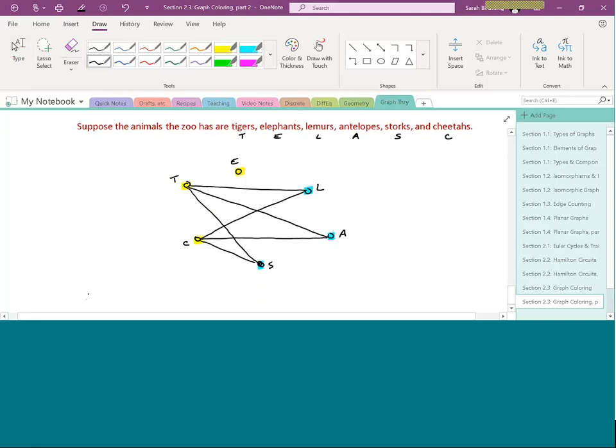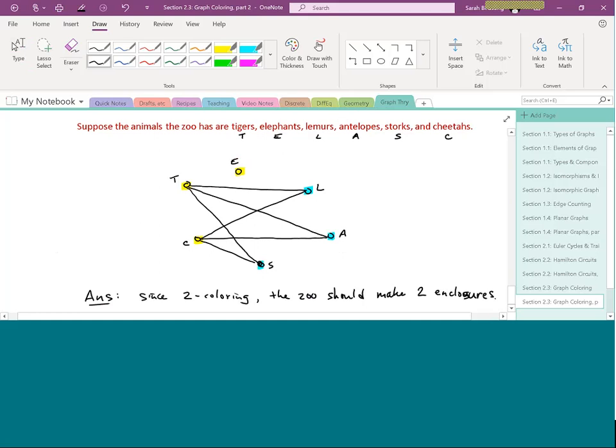So this tells you that since this is a two coloring, because the colorings represented the enclosures, the zoo should build two enclosures. If I could spell enclosures once today, that would be awesome.